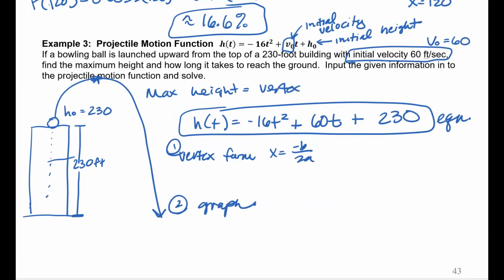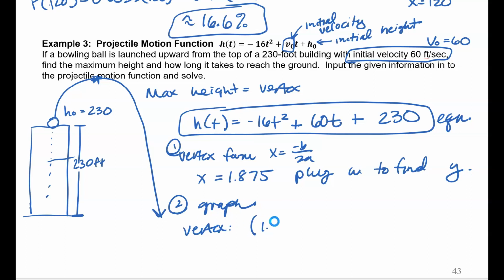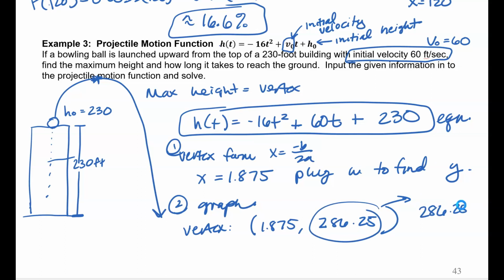So 1.875, so I'm going to just minimize this. If we were to do this formula, we would have gotten here 1.875, and then we would have to plug that in to find y. So really 2 steps in that process. But with the graph, we found that our vertex was 1.875 comma 286.25. So our answer for max height is 286.25 feet, and that gives us the answer.